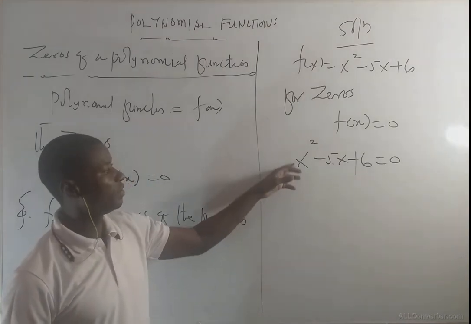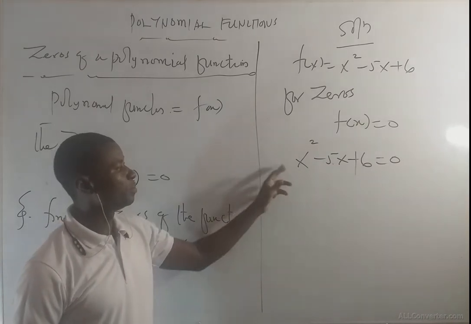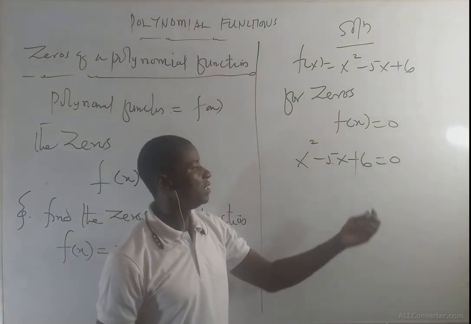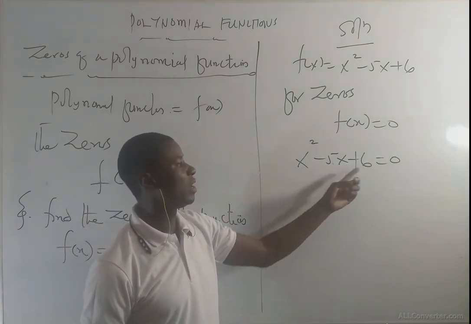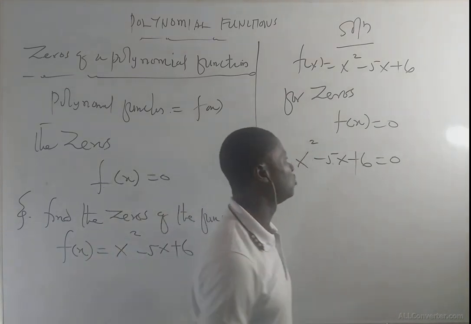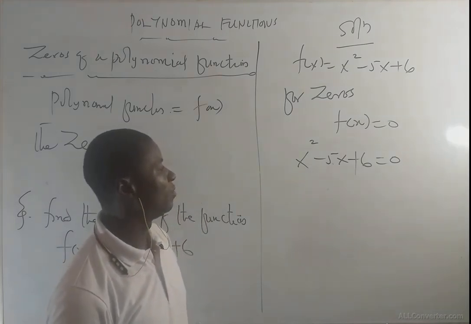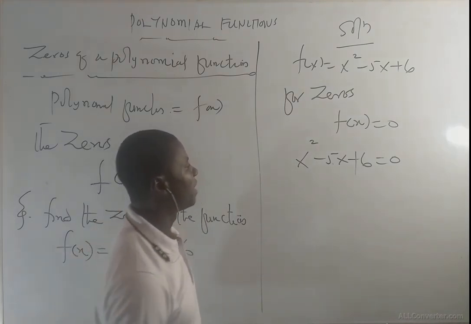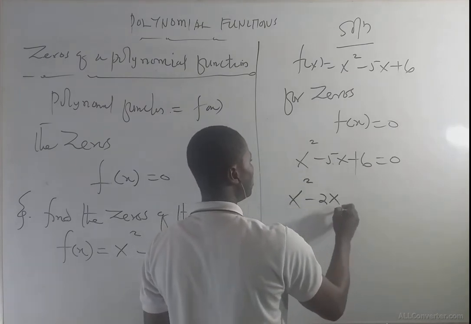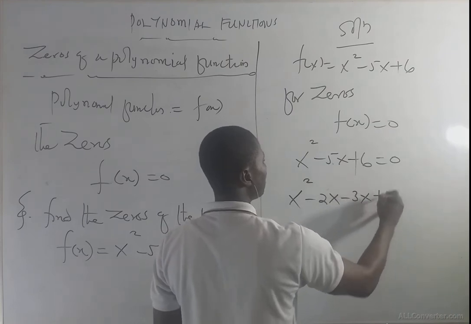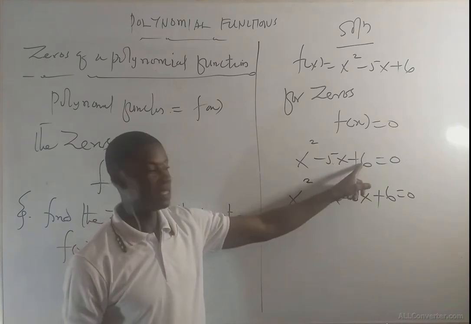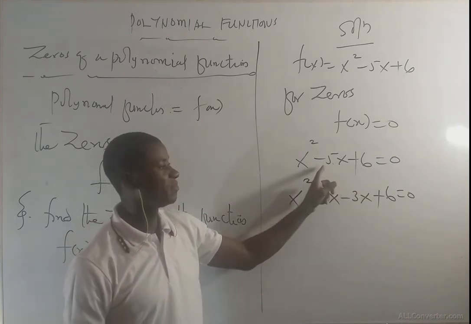Now, you see that the coefficient of the square term here is 1. When you multiply 1 by the constant, you get 6. So you are going to find factors of 6 such that when you multiply, you get 6, but when you add, you get the coefficient of x. And the numbers are 2 and 3. So you simplify. Now, it's x squared minus 2x minus 3x plus 6 equals 0. You see that minus 2 times minus 3 gives plus 6, but minus 2 minus 3 gives minus 5.